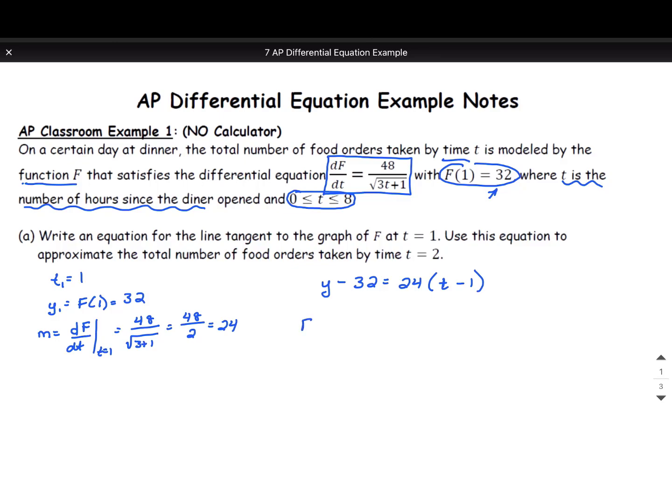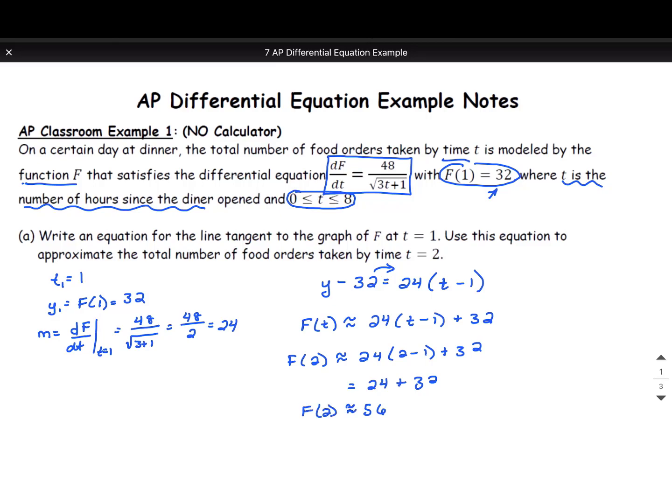Now, if we want to approximate the function, that means our function is approximately, I'm going to bring the 32 to the other side, 24 times the quantity t minus 1 plus 32. Now we can use this to approximate f of 2, which would be 24 times 2 minus 1 plus 32. Well, 2 minus 1 is just 1, so this is 24 plus 32, and that gives us 56. So we just found that f of 2 is approximately 56.